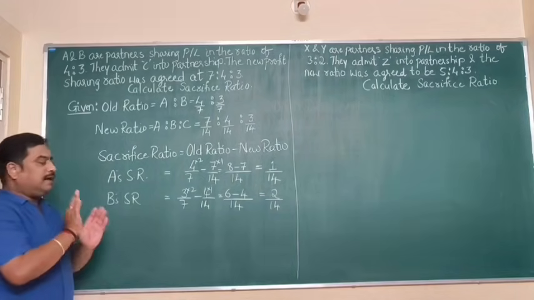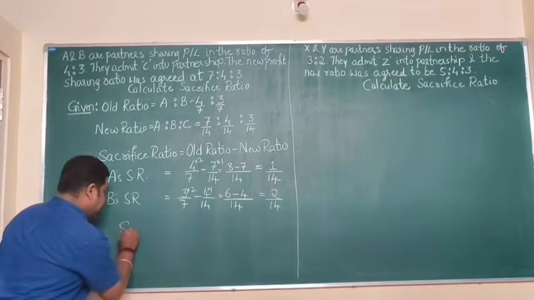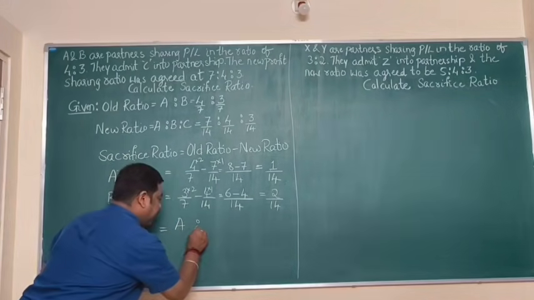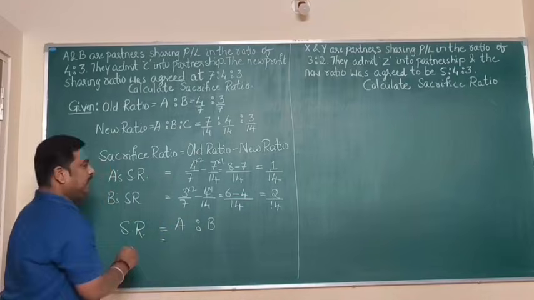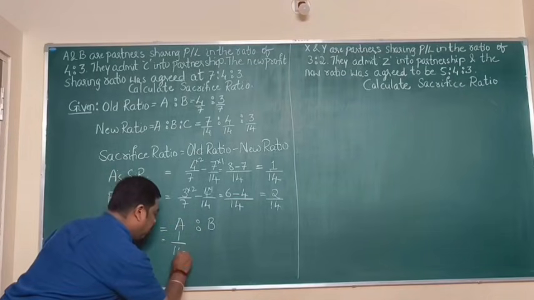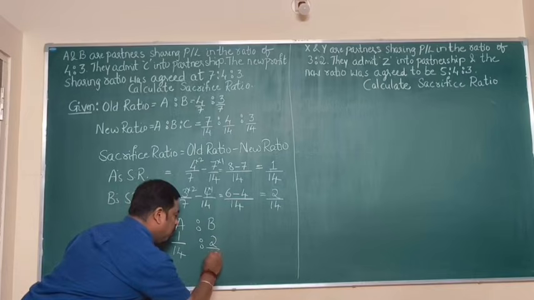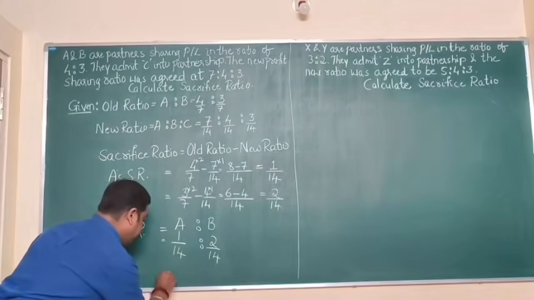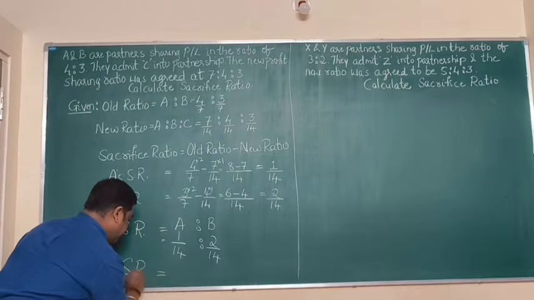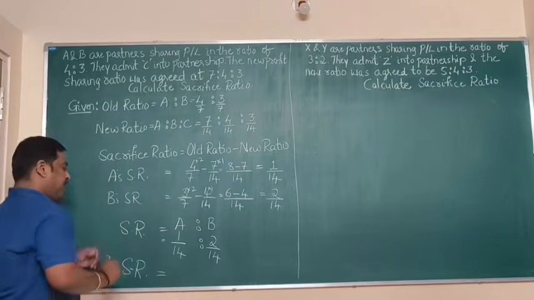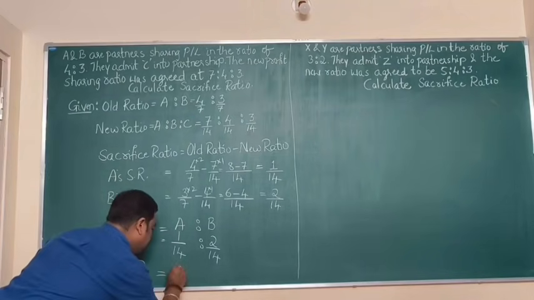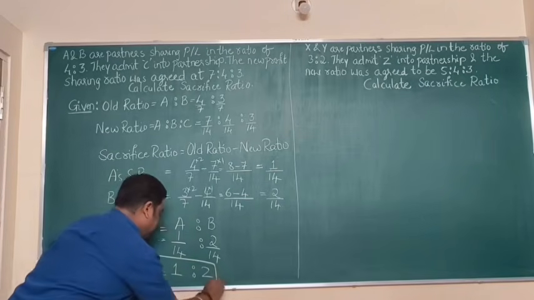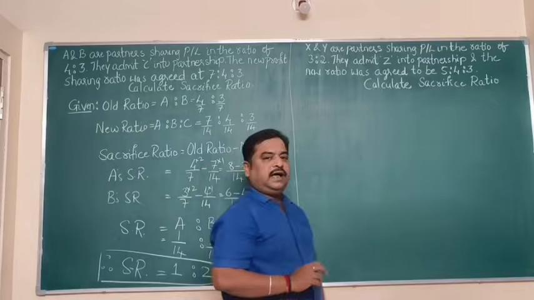So lastly, the final presentation of the answer. Sacrifice ratio is equal to A is to B, that is 1 by 14 is to 2 by 14. Both the denominators are the same, so no need to simplify. So the sacrifice ratio is equal to 1 is to 2. This is the final presentation of the answer.